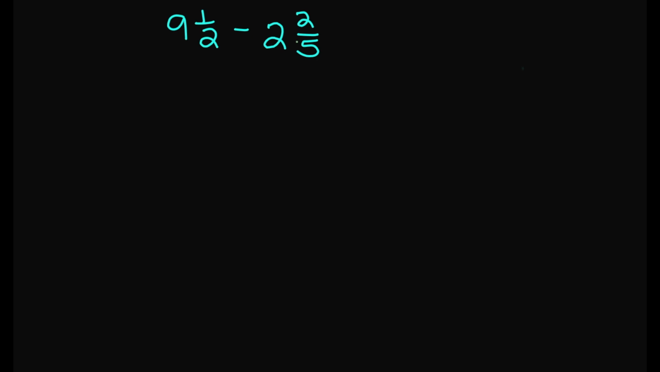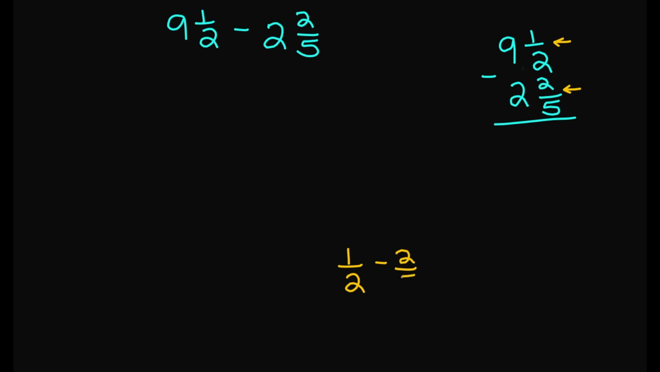Let's look at this example here. So I'm going to rewrite. So I have 1 over 2 minus my 2 over 5. My denominators are not the same. That means we need to find a common denominator. The multiples of my 2 and my 5. The least common multiple between the two is going to be the number 10.